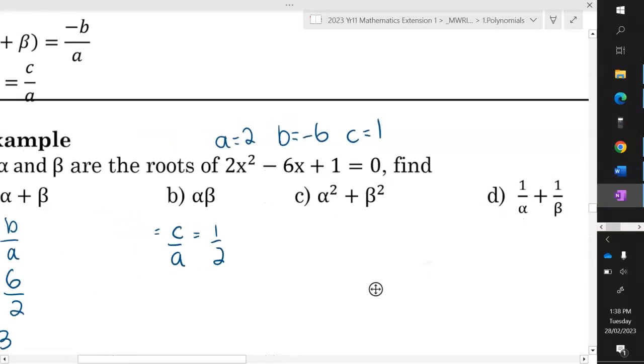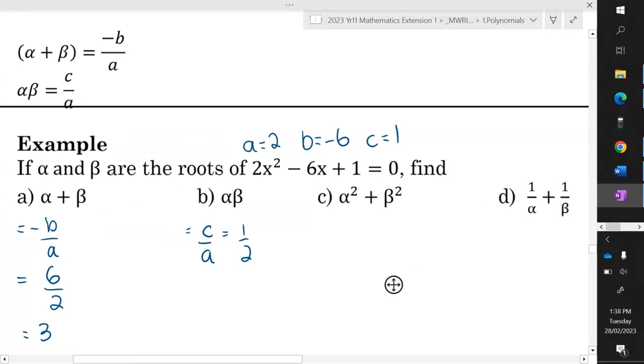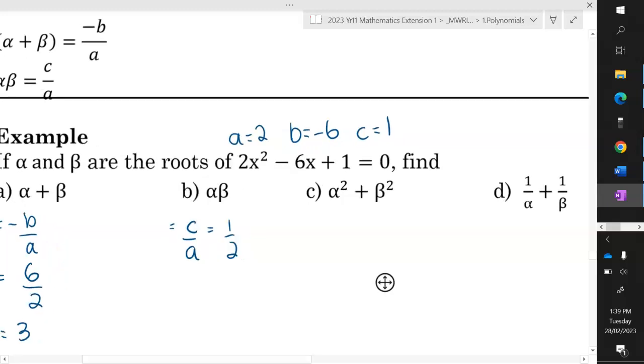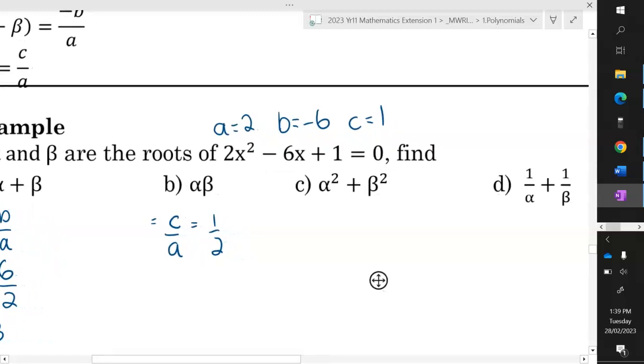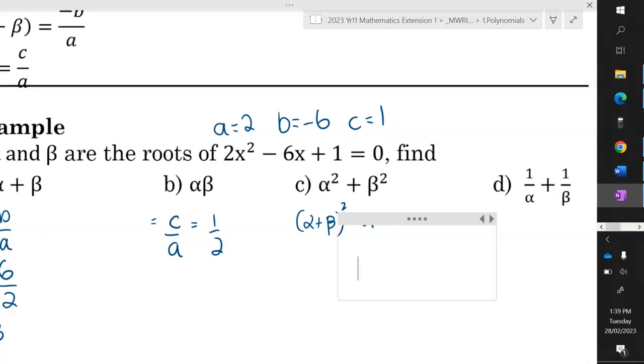Now, part C wants us to work out alpha squared plus beta squared. But if you have a look back at our rule, we don't have anything where we have alpha squared plus beta squared. But we do have alpha plus beta, and so we need to make alpha squared plus beta squared look like one of these two things. So I'm going to do a little bit of manipulation, and I know that we have alpha plus beta, and if I was to square that, I would end up with squaring my first term.